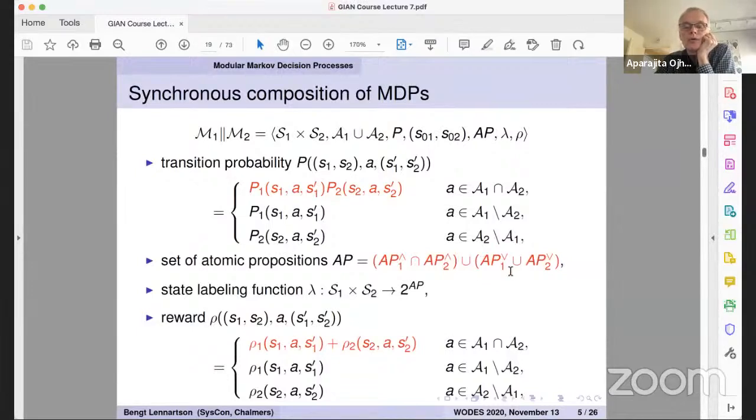So AP1 or includes the forbidden states, and AP2 or includes also the forbidden states. While marked states are included in this part where we take the intersection. You must have a marked state in both the first and the second part of the synchronization. Then there is a state labeling and a reward function. The reward function then includes, of course, now both the states. And if it's a shared event, you take the sum of the rewards in the individual systems.